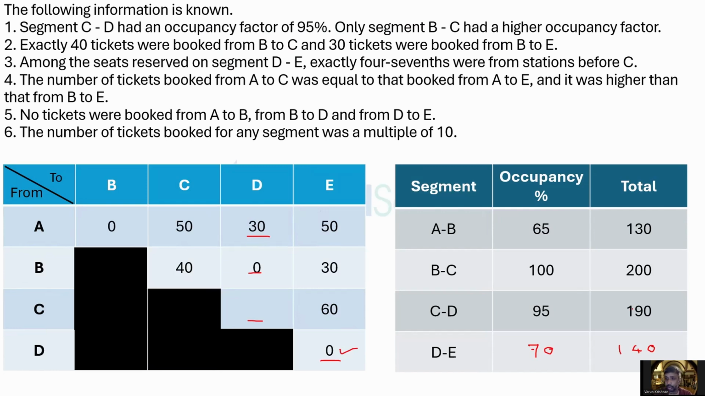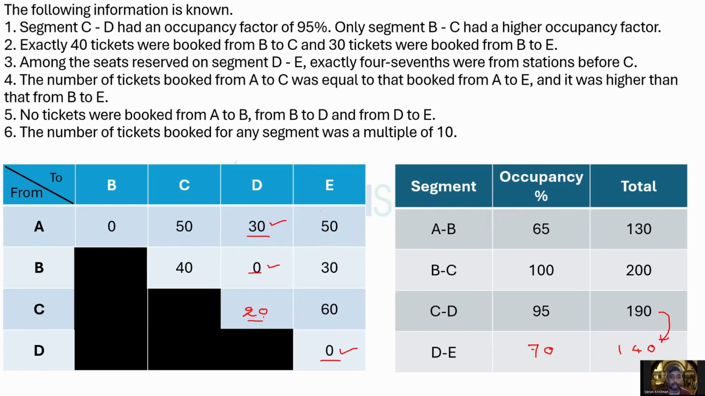How many people are getting off? The number of people in the train goes down from 190 to 140. So 50 people have deboarded the train, out of which 30 had a ticket from A to D. 0 people had a ticket from B to D. So the remaining 20 people must have had a ticket from C to D.